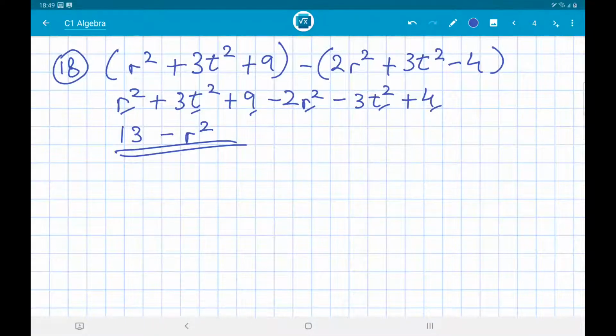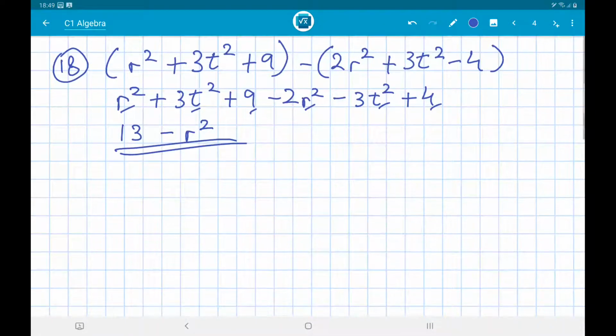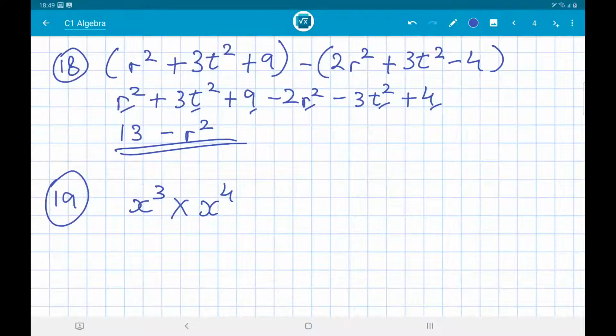Alright, so we're going to move on, and I'm just going to carry on with the same number chain. 19. Right, here we go. x cubed multiplied by x to the 4. Now, of course, the rules of indices are going to apply over here. Yes, so we're going to use the rules of indices to say that this is also equal to x to the 7. Final answer. Okay, 19, 20.